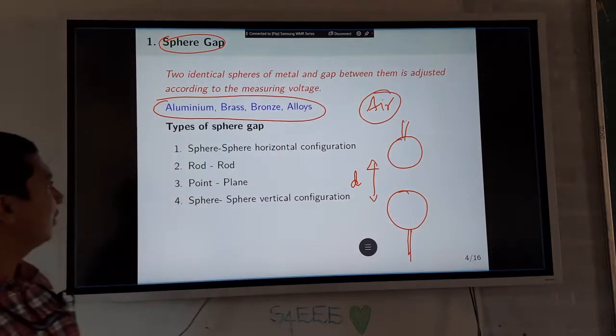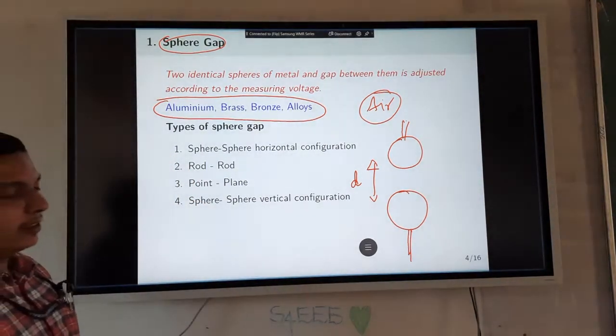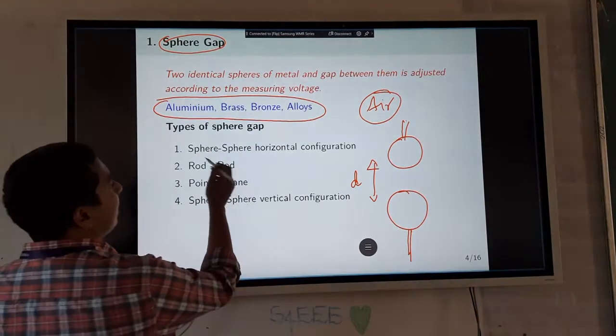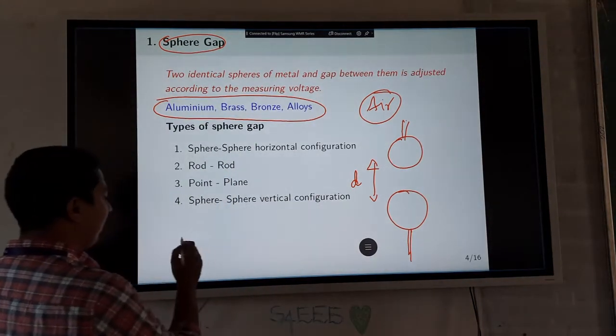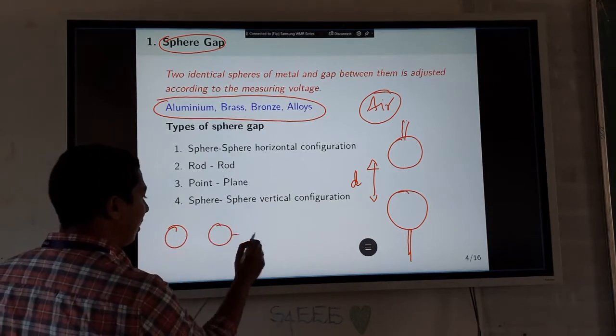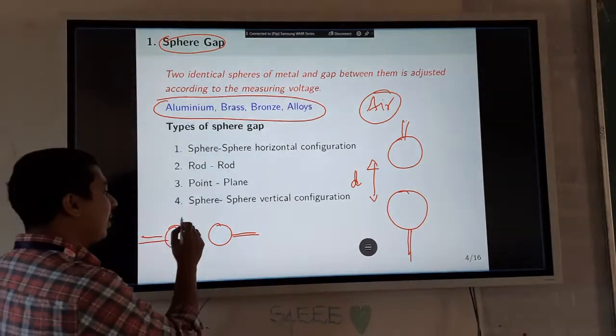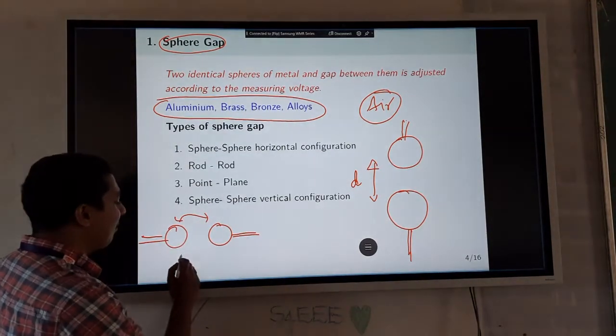So that is the known part. Right, so there are four types of arrangement. One is sphere, horizontal configuration. It means you have a sphere like this. Horizontally, if we place two spheres and adjust the gap so that breakdown occurs, what will happen?